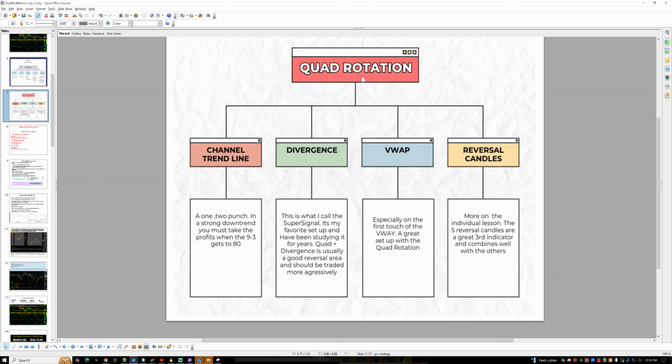We need the quad rotation. What is the quad rotation? The quad rotation is all four stochastics being oversold. But for the trade, and I didn't even get to this point. This is going to turn into a disaster.